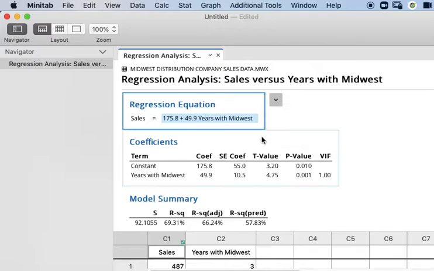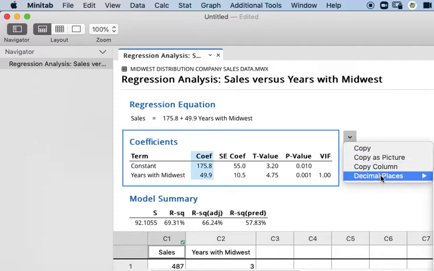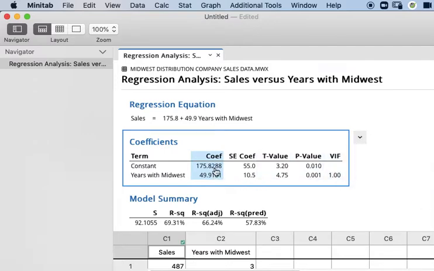What you can do is go down here to the coefficients box. The coefficients in this column that says COEF are the coefficients in the regression equation. So you see the 175.8 and the 49.9. I can click on this column and change the number of decimal places. If I want 4 digits after the decimal point, I can select that. However many digits I want, I can change it there. So these are the coefficients.